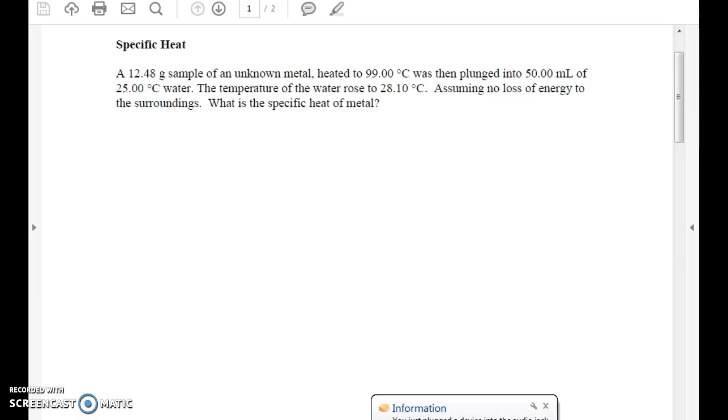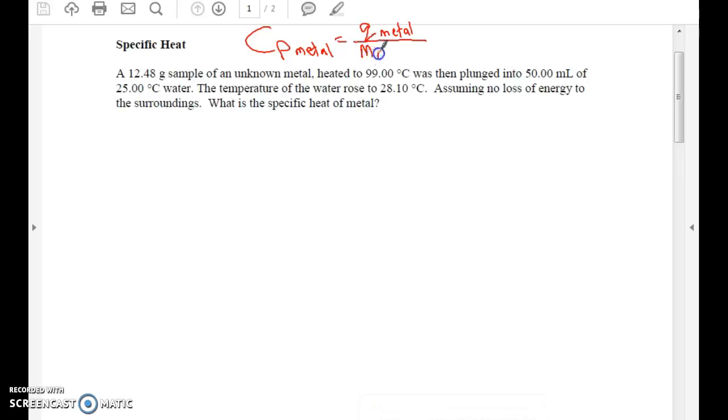So since it's asking for specific heat of the metal, the overall equation that we have to get to is specific heat of the metal equals Q, which is heat of the metal, heat content, divided by the mass of the metal times the temperature change of the metal, so delta T of the metal. So all of those things in that equation have to be for the metal.